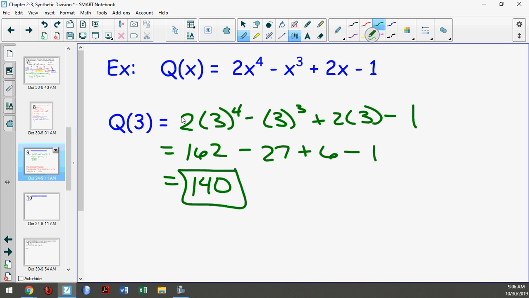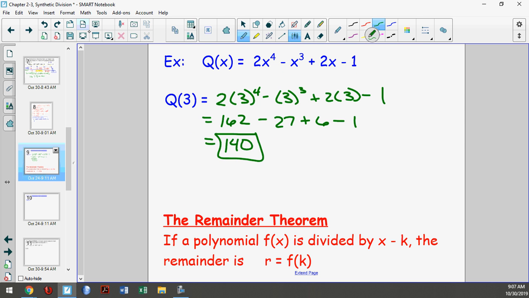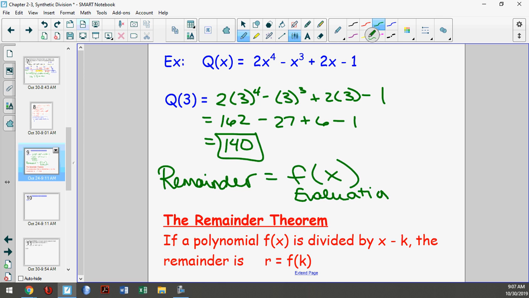Now here's what I'm telling you. When you do synthetic division, the remainder will always be the evaluation. The remainder is equal to the evaluation f at that x. Whatever x is, it is the evaluation of that. Okay? So that means that the remainder is equal to f at k. Right? So what do I mean by that?